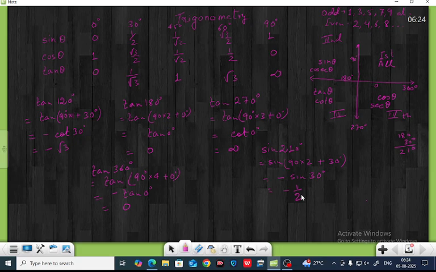In this way, you can find many other values. Sine 210 degree, we got the value.